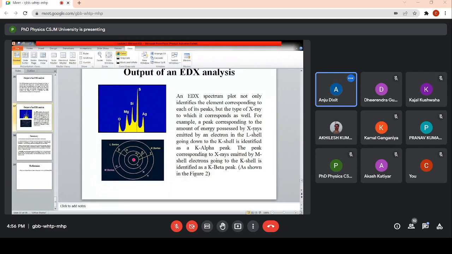जो आपका L शेल से K शेल की तरफ ट्रांजिशन हो रहा है, इसको हम K alpha peak कह रहे हैं. So the peak corresponding to X-rays emitted by an M shell electron going to the K shell is identified as a K beta peak. तो अकॉर्डिंगली हम इस तरीके से इसको आइडेंटिफाई कर सकते हैं.